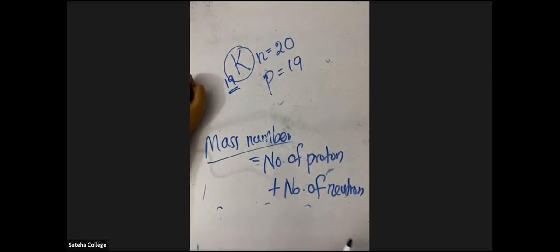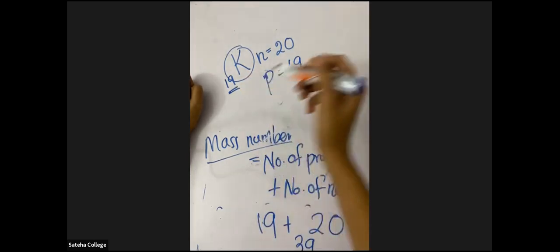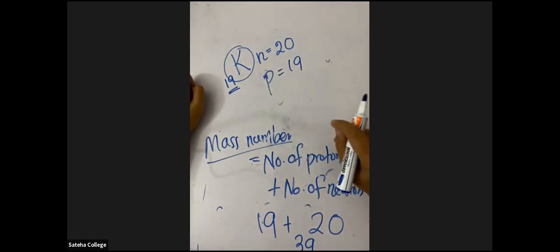Now find me the mass number. What is the mass number? Number of proton plus number of neutron. Proton is 19 plus number of neutron is how much? Number of neutron is 20. So 19 plus 20, how much? Very good. So the mass number of potassium is 39. Did you understand?